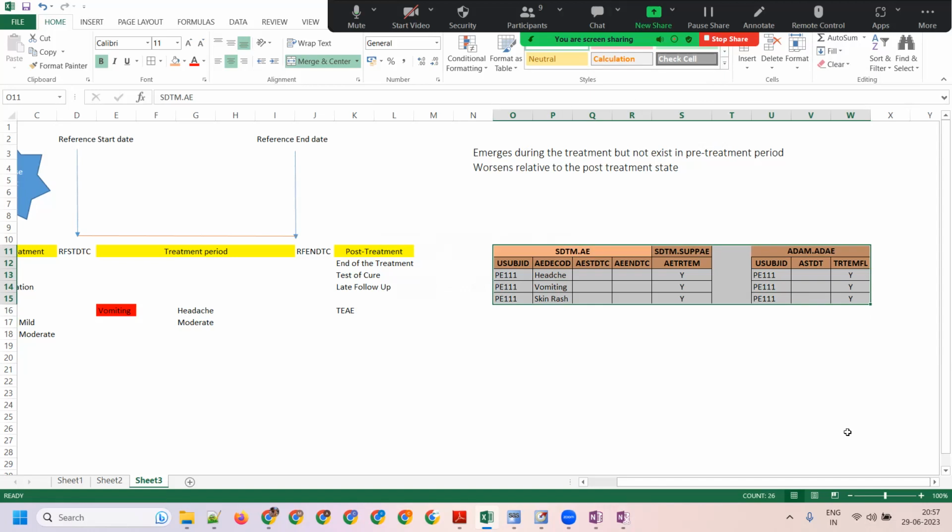So AE relation also helps in finding out the thing, sir. Definitely it will help, right? Yes, in the main SDTM AE.